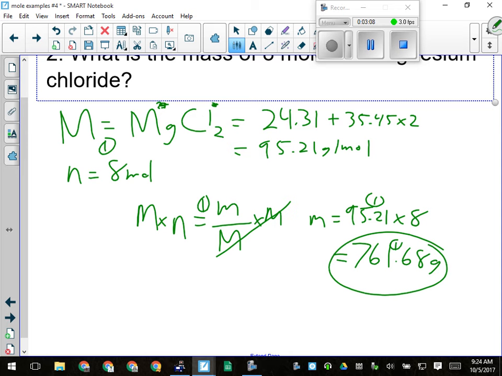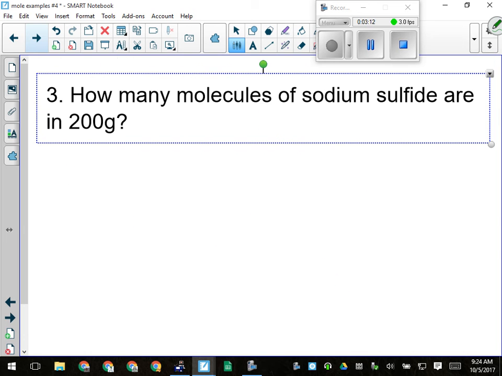How many people have done number 3? All right, let's go over number 3 as well then. How many molecules of sodium sulfide are in 200 grams? So they gave us what here? They gave us little m and big M. Little m is 200 grams, and big M is sodium sulfide.